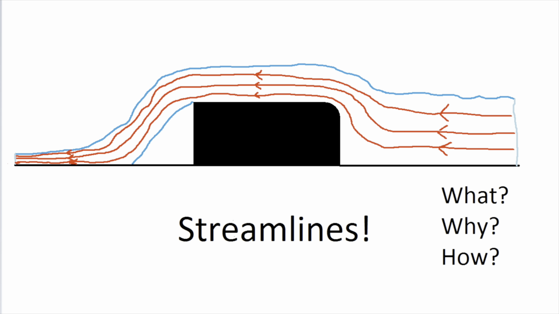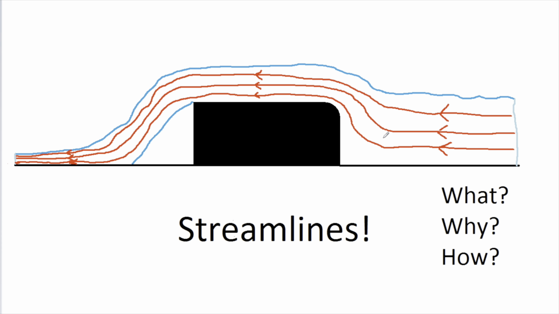Today we're going to be talking about streamlines. So what is a streamline? It is defined as a curve that is everywhere tangent to the local fluid velocity. And that's just a fancy way of saying that a streamline is going to show us the general behavior of a fluid as it goes through a certain situation.